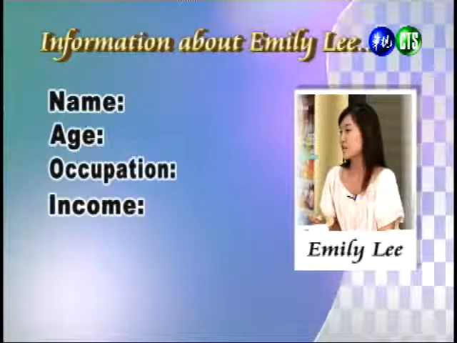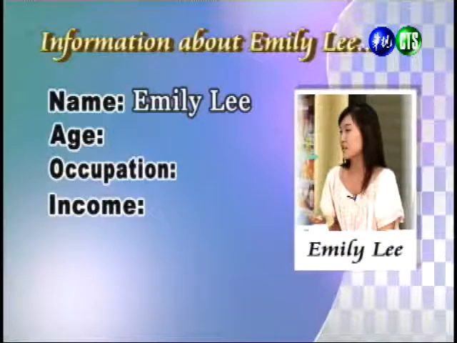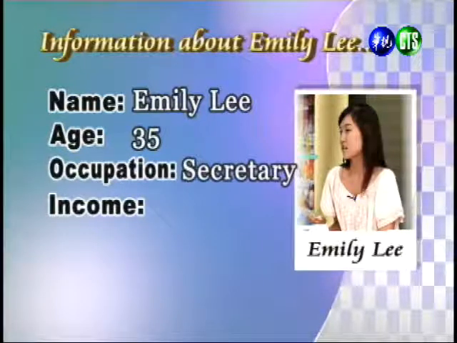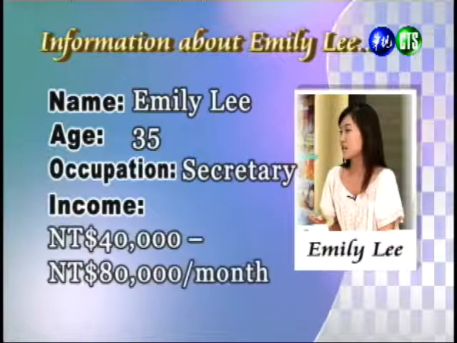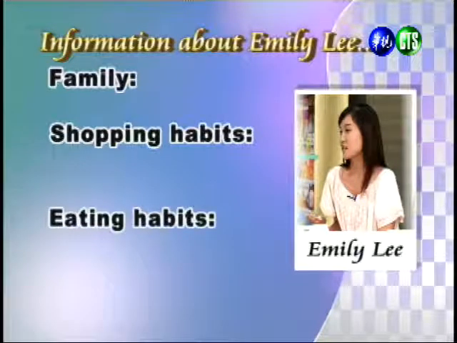Right, and so we see that her name is Emily Lee. Her age is 35. Her occupation is secretary. And her income range is between $40,000 to $80,000 per month.